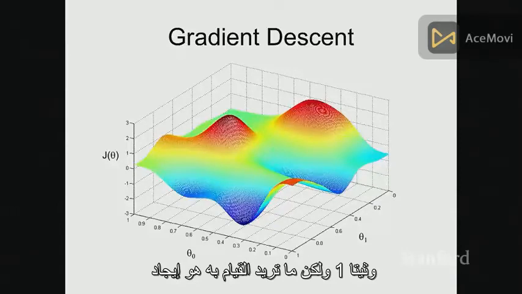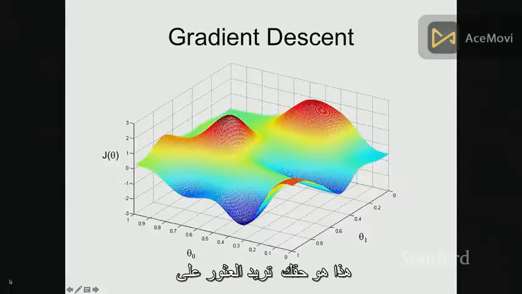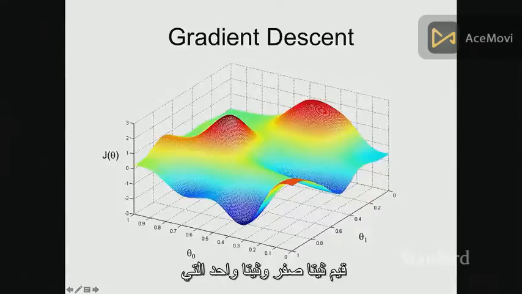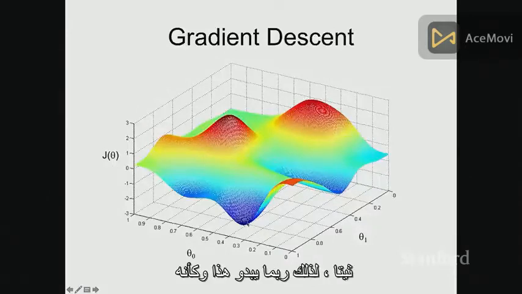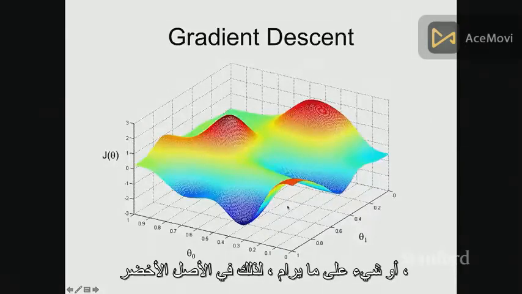But what you want to do is find values for theta 0 and theta 1 that minimize the height of the surface J of theta. So maybe this looks like a pretty good point, or something, okay?